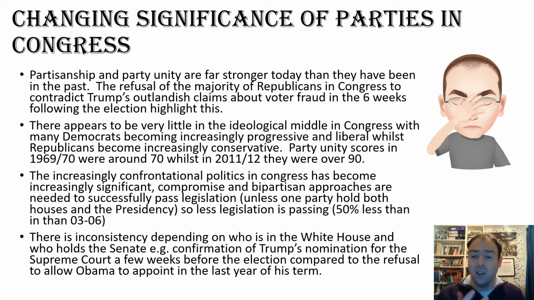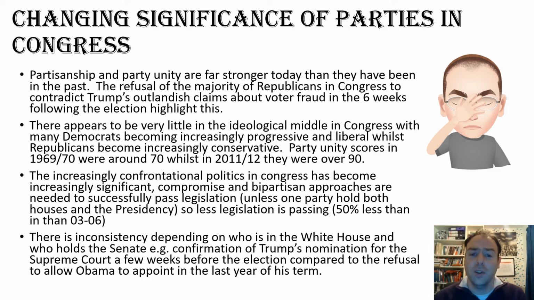So party unity scores, which are a way of measuring how members of Congress vote and whether they sit in line with the party whip and the general direction the party is voting. Now, if we go back to 1969, 1970, then you've got a party unity score of about 70, whilst in 2011, 2012, it was over 90. And these kind of scores have continued. And now this does have big impact in Congress, particularly when you've got different parties controlling different houses.